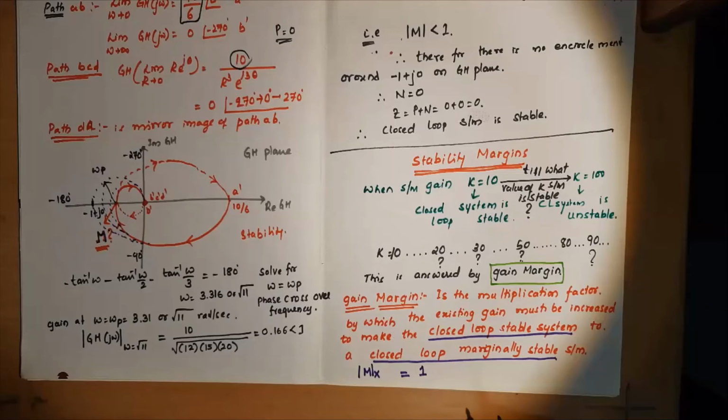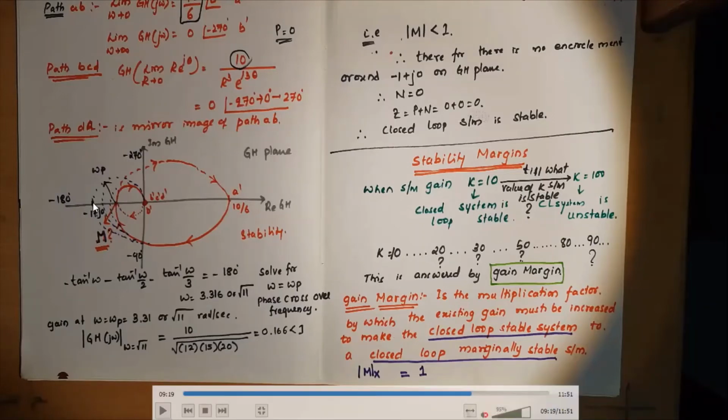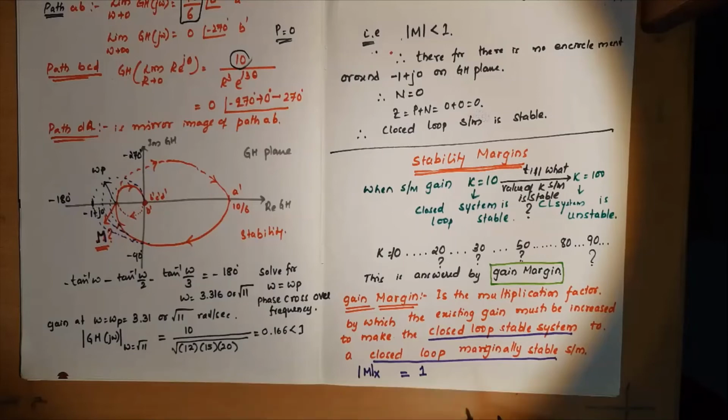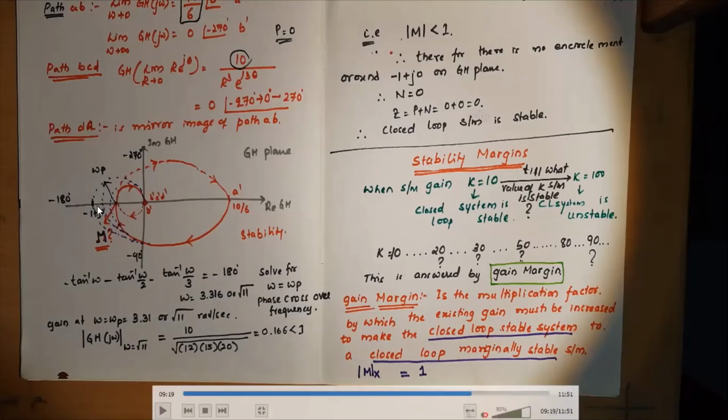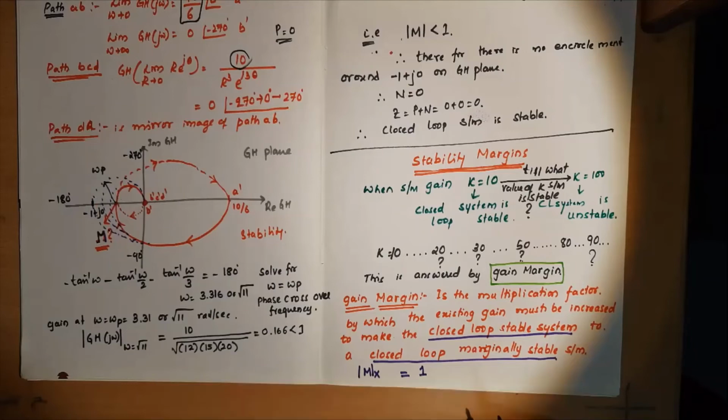So my question is, what is that value which makes this curve just enclose the -1 point, so that N becomes equal to 2 and Z becomes equal to 2, and the closed loop system becomes unstable. Okay, and critically stable means it doesn't enclose it or keep it outside. The curve is just moving on -1. So that is called critically stable.